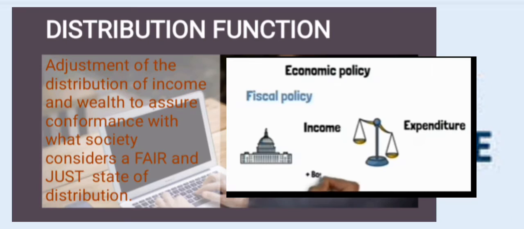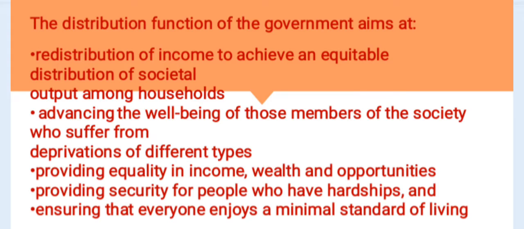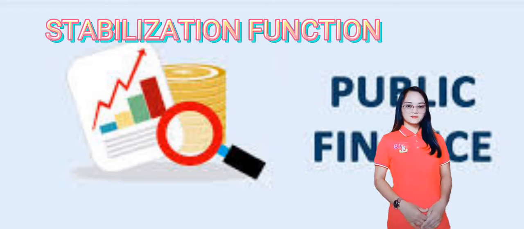Adjustment of the distribution of income and wealth to assure conformance with what society considers a fair or just state of distribution. The distribution function of the government aims at redistribution of income to achieve an equitable distribution of societal output among households. Second, advancing the well-being of those members of society who suffer from deprivations of different types. Third, providing equality in income, wealth, and opportunities. Fourth, providing security for people who have hardships and ensuring that everyone enjoys minimal standards of living.